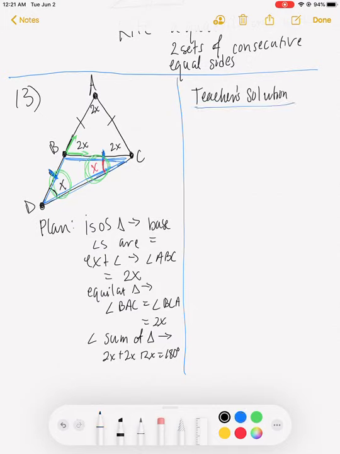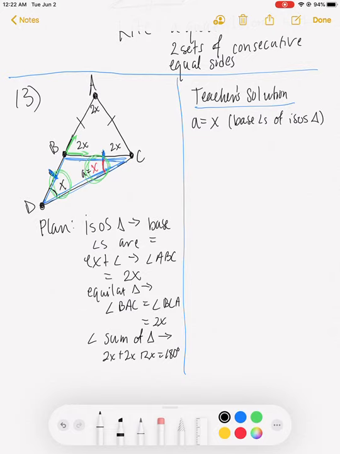And the teacher solution will go along with our plan. So first we needed those two angles to be x, the black x and the red x. And we don't know what the red x was at first, so we will name it a letter. We'll say A. And we can say that A is equal to x because of base angles of isosceles triangle.